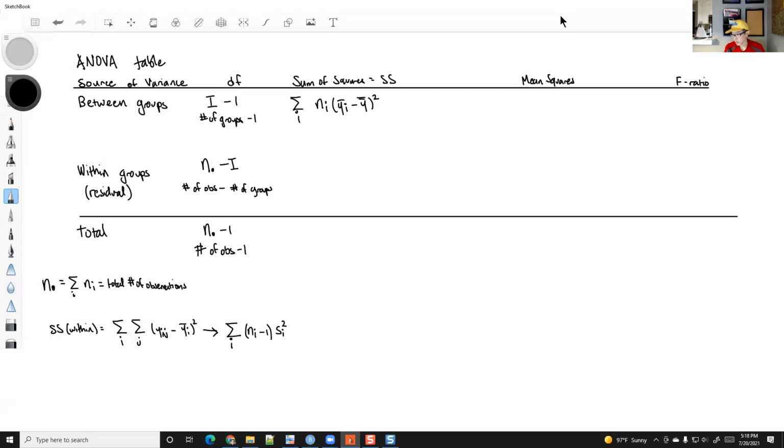And why is that? If we think about the variance of group i, what is the variance of group i? The variance of group i will be s sub i squared, and this is just the formula for the variance. We're going to take each individual value, subtract off the group mean, square it, and divide by the number of observations minus 1 in group i, right? So this is just the definition of variance.